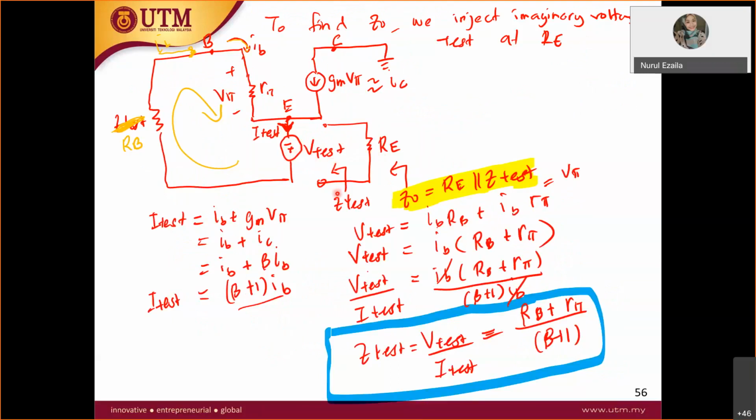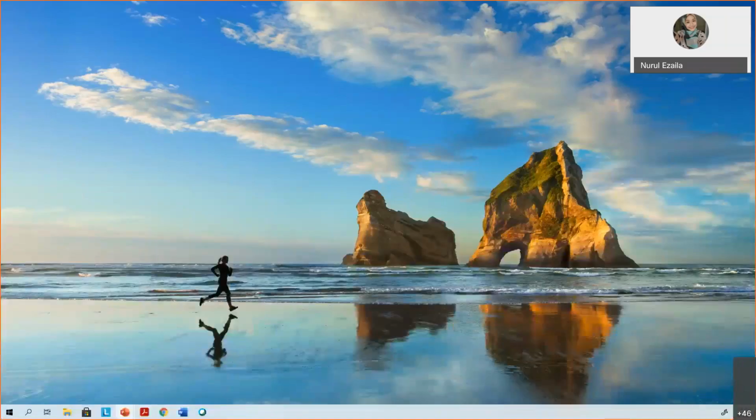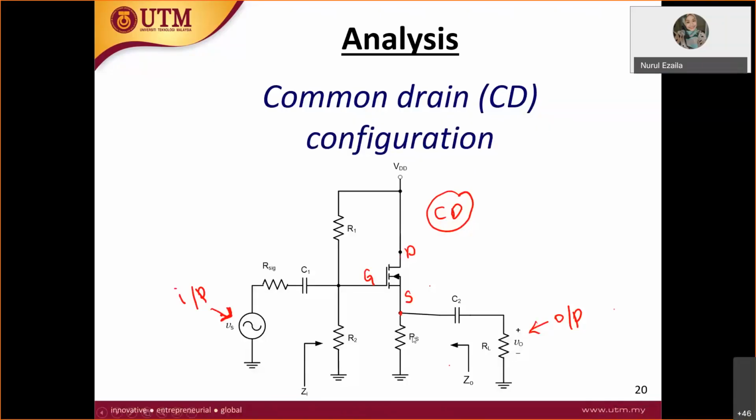Same thing in the common drain, we will do the same thing over here. After you get Z test, where Z test is equal to V test over I test, you have the equation for Z test. Then only you put it in parallel with RE. That will be your Z out. Same goes for the common drain. Let me go back to the slide, where you have to apply Z test.